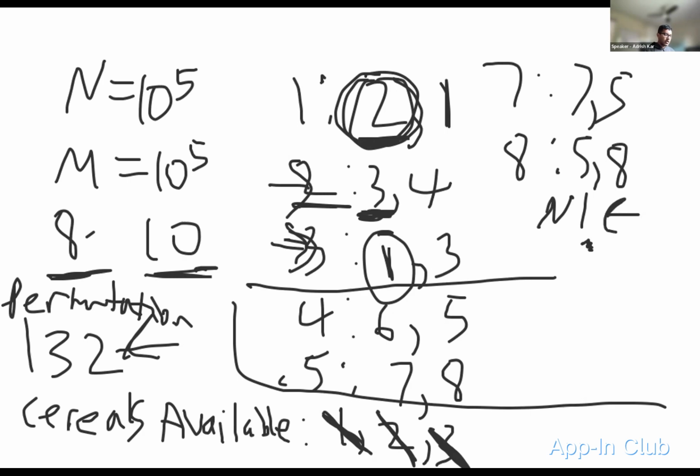Okay, so if this way doesn't work, then what else can we do? At this point in the 2021 to 2022 contest season, I can't remember if it was the season before or this one, but they introduced graph problems.